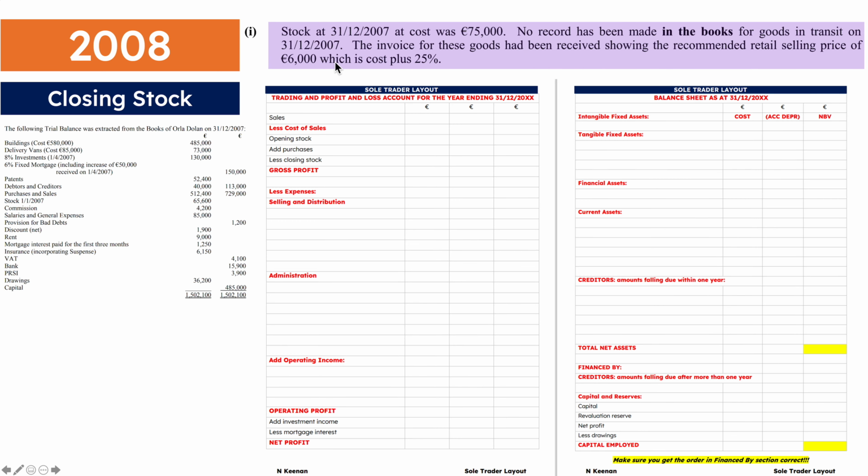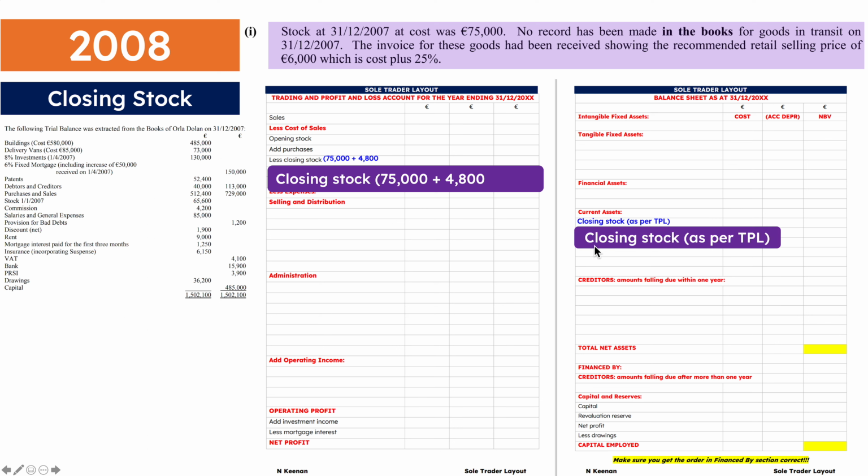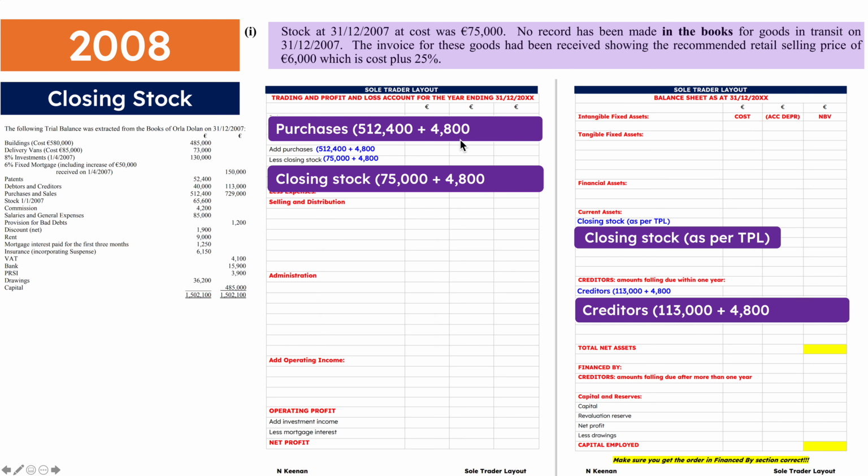So goods in transit on 31st, is it goods that we sent or goods that we're receiving? So the invoice for these goods have been received. So we are receiving these goods. We have received an invoice from our creditor who sold us goods on credit. So invoice is a credit document, okay? So bought goods on credit. So closing stock, we add the 4,800, all right? Because that is the actual cost of the goods from the creditor. We'll put our closing stock into our current assets as well. And then our purchases and our creditor figures from the TPL need to have 4,800 added to them.